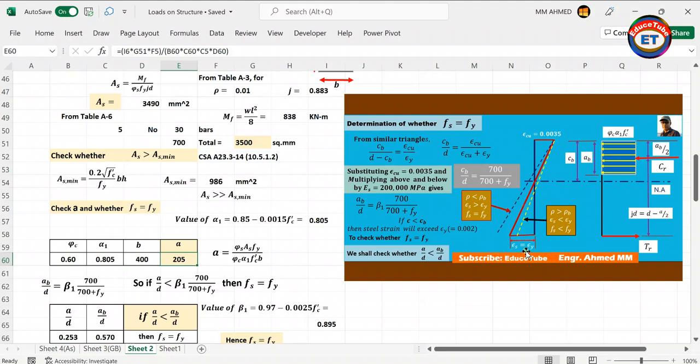And epsilon s equal to epsilon y. So surely epsilon s is greater than epsilon y, and Fs equal to Fy. It means it already reaches or crosses the yield stress. Because here it is showing Fs less than Fy. So here I have written Fs equal to Fy. So what is happening?